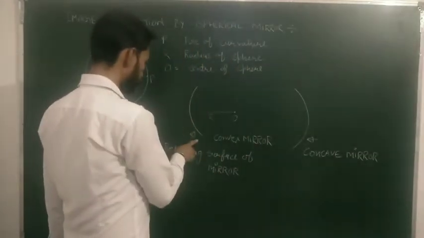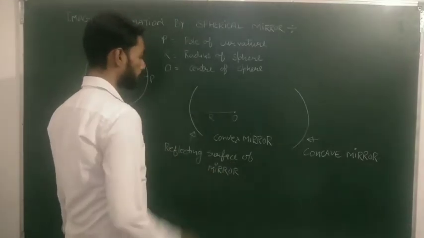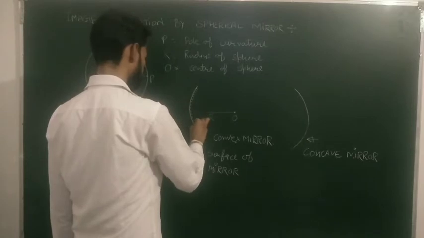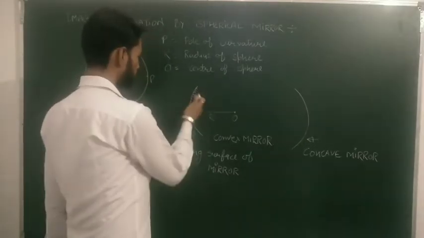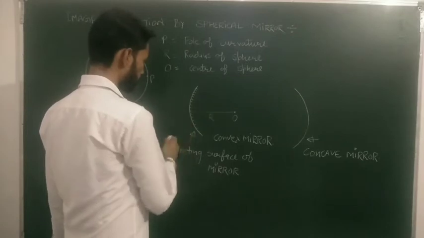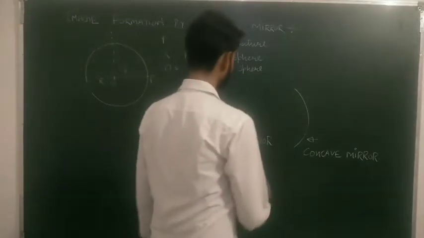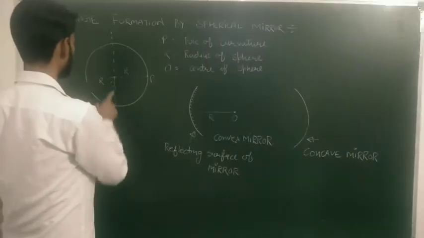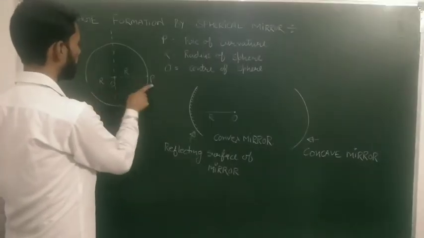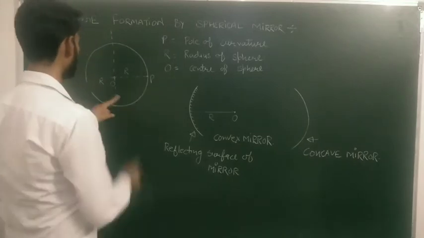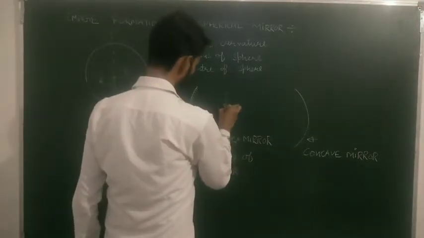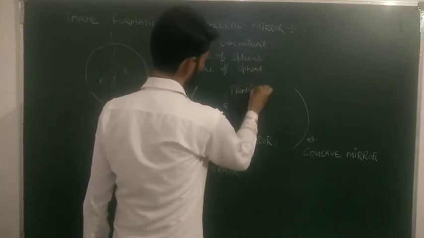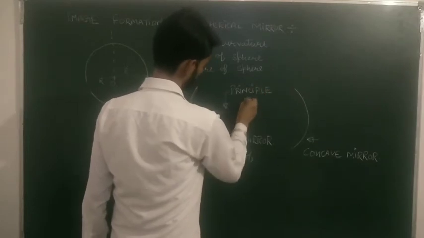This surface is the reflecting surface of this type of mirror, and this surface is not a reflecting surface. We polish this surface of a convex mirror. The straight line which passes through O and the pole of the mirror is called the principal axis. So this is called the principal axis.